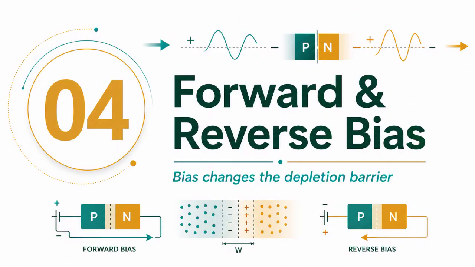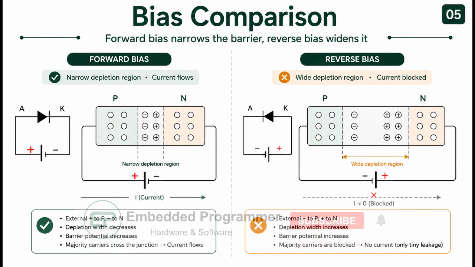Which brings us to part 4, forward and reverse bias. We can actually manipulate this microscopic wall using an external voltage, like a battery, a process we call biasing. In forward bias, we hook the positive terminal to the P side, which forces the holes and electrons directly toward the junction. This gives them the energy they need to smash through that built-in barrier. The depletion region shrinks, and boom, current flows freely.